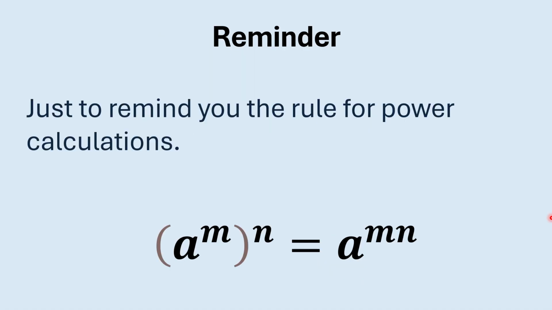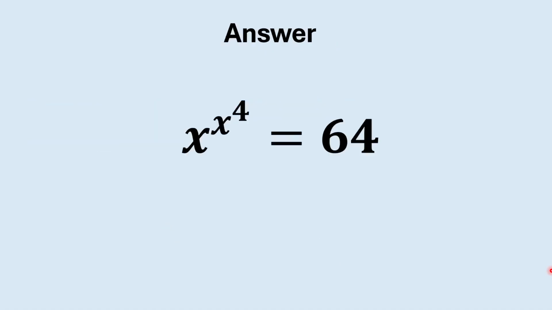Before you attempt this question, I have to remind you about the rule for the power calculations. a to the power of m in the brackets and then to the power of n is equal to a to the power of m multiplied by n, and vice versa. So we have to make the best use of this relationship to solve this equation. And please pause this video and spend enough time to find a very special strategy to solve this equation and then come back for the answer.